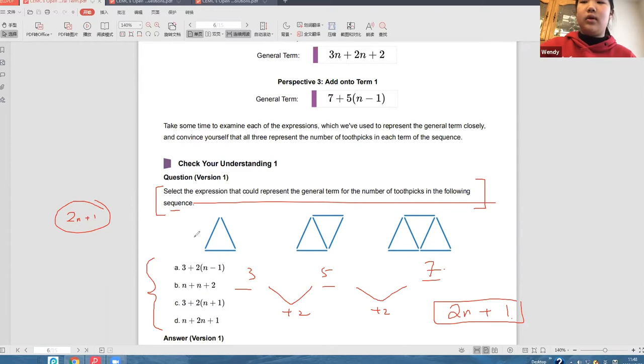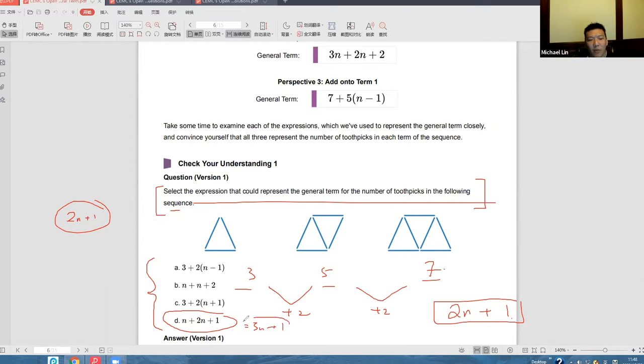Maybe D. It's definitely not D because over here, D, you see this is n plus 2n, Wendy. N plus 2n means it's 3n. So that's 3n plus 1. So that's definitely not this one because we can group these two together, right? So D is definitely not something that we should be considering. Which one? C? B? No, C.